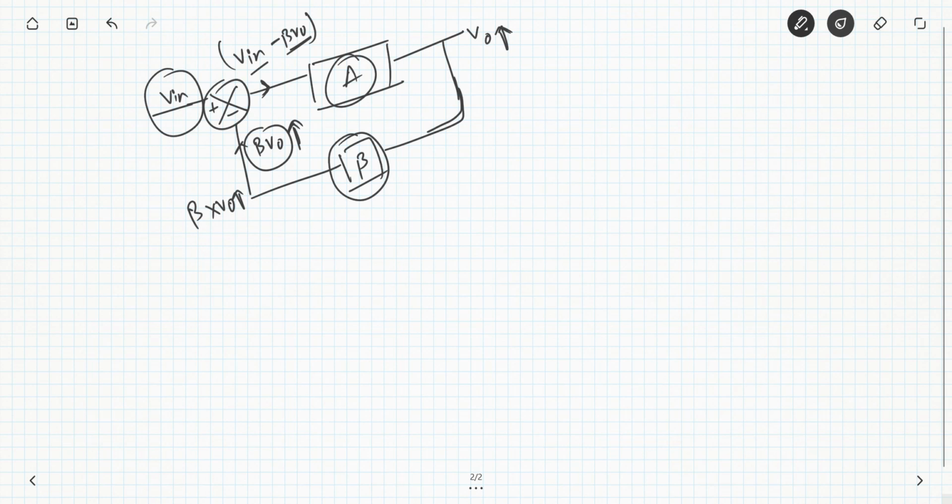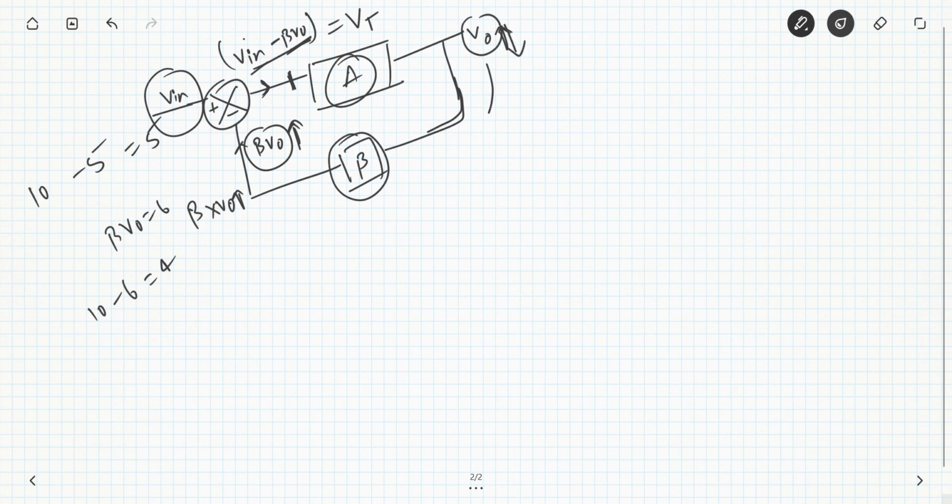If beta V naught increases, this whole term, let's call it VT, changes. V in minus beta V naught: previously, let's assume beta V naught was 5 and V in was 10, so 10 minus 5 was 5. Now V naught increases, so beta V naught increases to 6. So 10 minus 6 is 4. So the input which is going into the amplifier actually decreases. This means the output is actually decreasing.